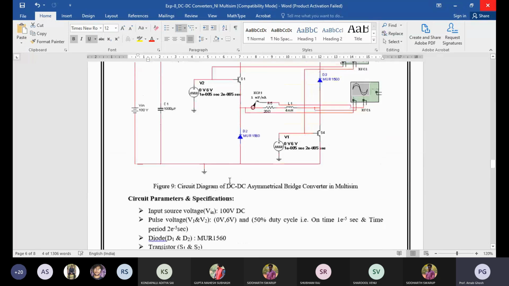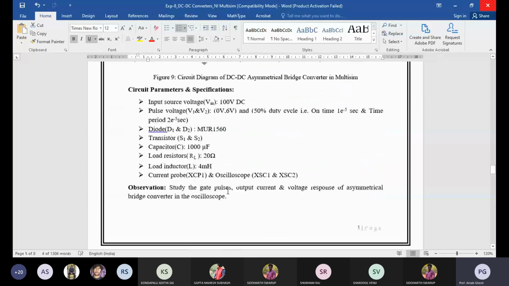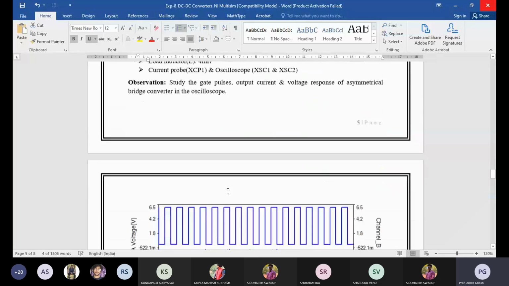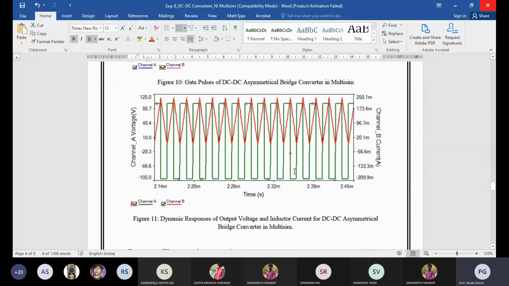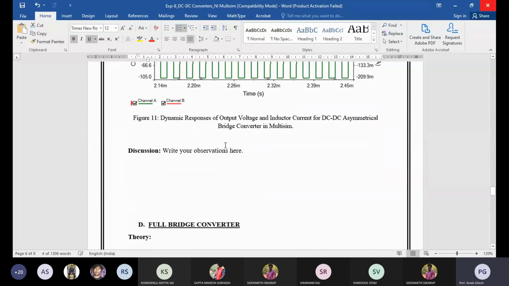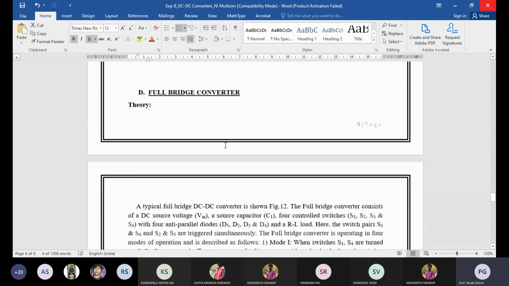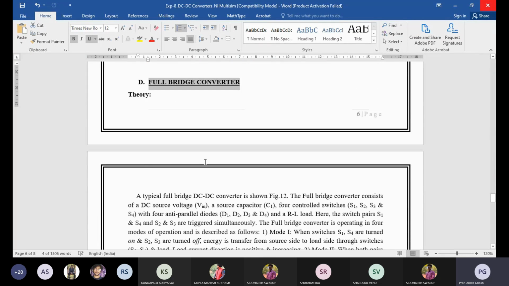Here you can see the full bridge converter, how it will look. You can see the circuit diagram of the full bridge converter. In the previous case, the asymmetrical bridge, we were only using two diodes, placed diagonally opposite each other, with one RL load in between. Here we are using diodes in all four positions, so all four switches may be operable in four quadrants. Four quadrant operation is possible. That's why I'm telling you RL load and RLE load are also possible.